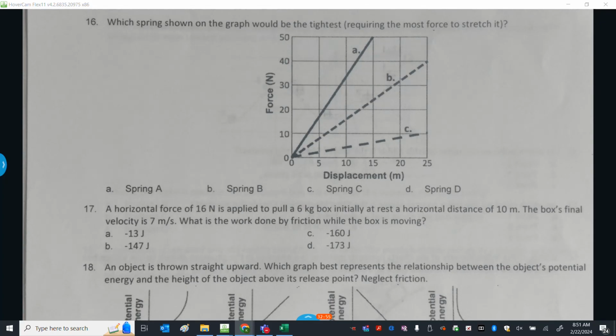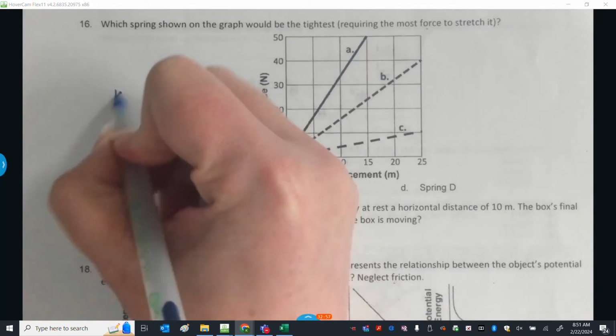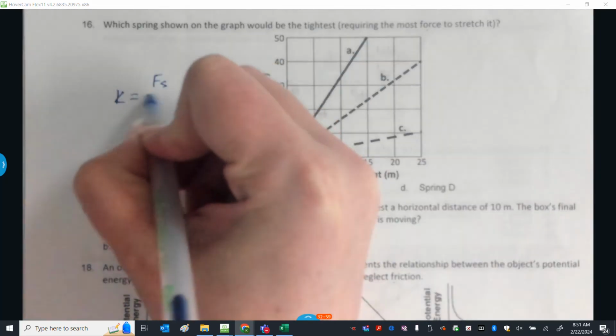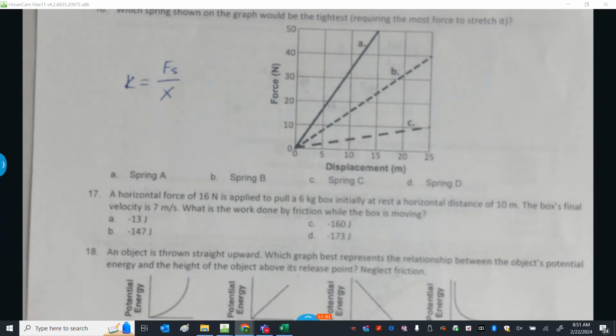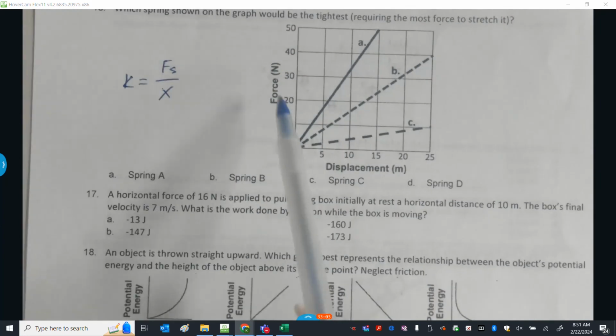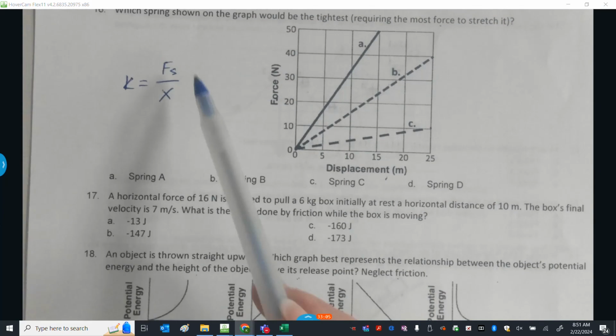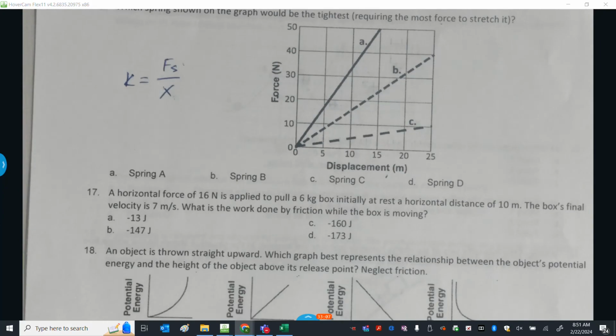Okay, we have an equation for spring constant. It is your spring force divided by the displacement of your spring. In this graph, this is a force displacement graph. So guess what? That's rise over run. All you have to do is find the slope. You could also pick points on the graph and read them.